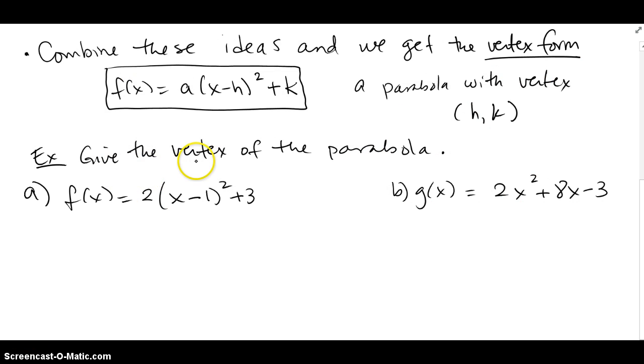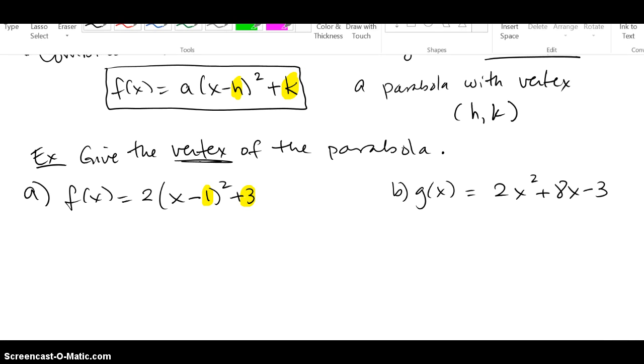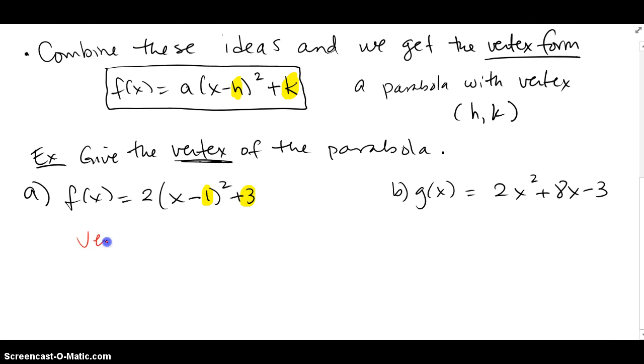So let's look at an example. It says give the vertex of the parabola. In part A, all I have to do is go find my h that comes after the minus sign and my k that's at the end, and I've got the vertex to be 1, 3, and I'm done. Because it's already in vertex form, it matches this up.